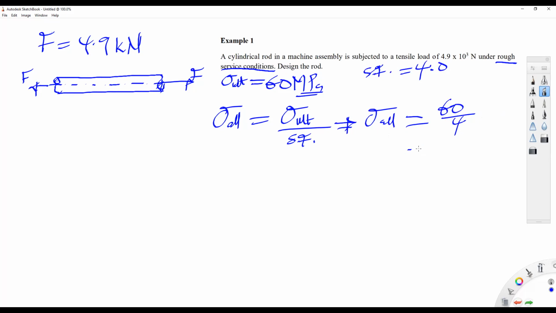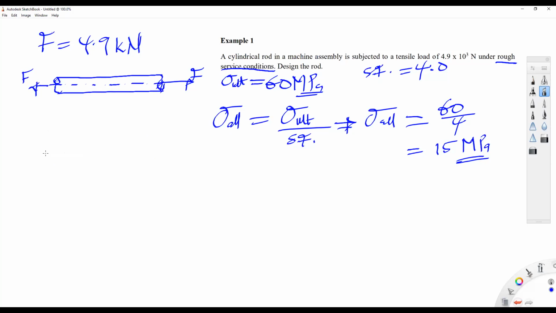So we have 60 divided by 4, which is 15. So we have 15 megapascals as the allowable stress in the material. And what I was explaining earlier is that when we have this allowable stress, we need to be able to size the shaft based on this allowable stress.